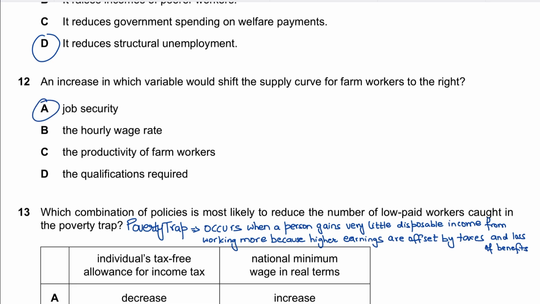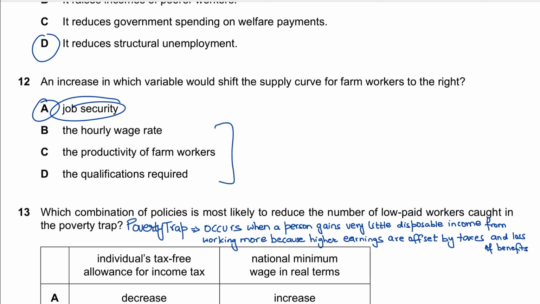This is a pretty simple question, job security, because a rightward shift in the labor supply simply means that more people are willing and able to work in farming at every wage rate, right? So greater job security would make farm work more attractive. As a result, more people are willing to enter and remain in the occupation, which will increase the labor supply. Pretty simple, okay? All the other answer options actually affect demand.